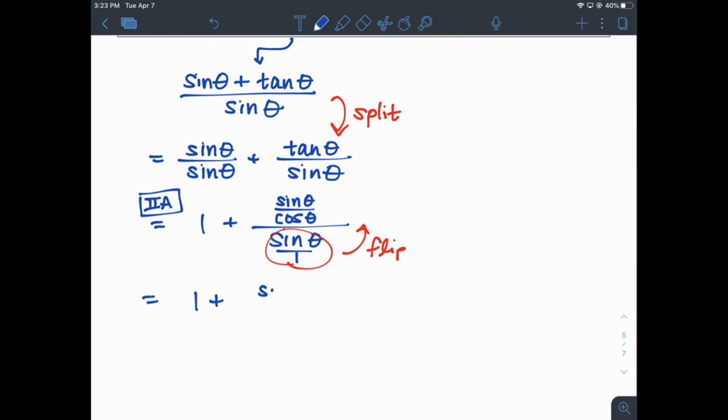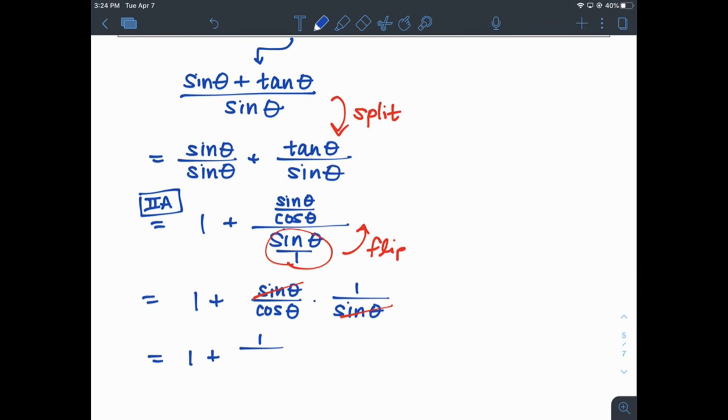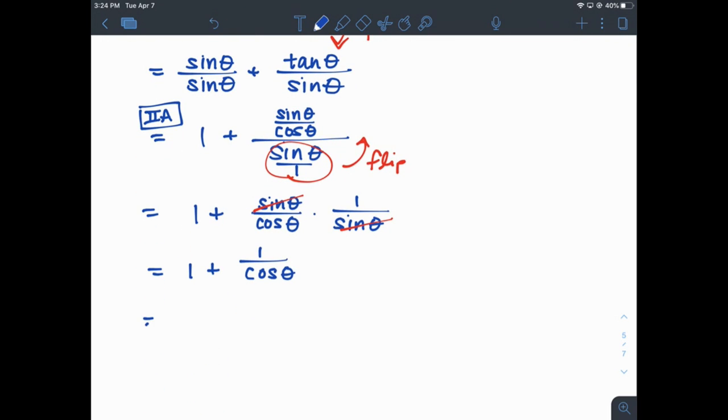So 1 plus numerator is sine over cosine. Denominator flipped is 1 over sine. The sines do cancel. You get 1 plus 1 over cosine. It's important the cosine stays in the bottom. And then the goal is to get to a secant at the end of this process, and 1 over cosine using 1d is the same as secant.